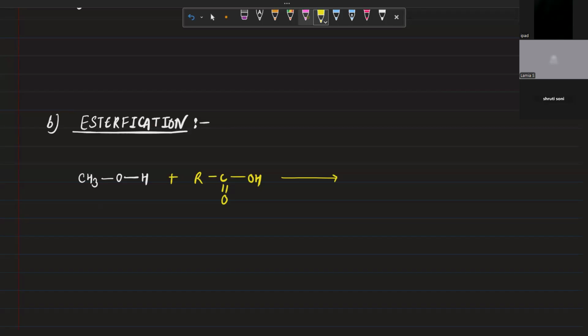An ester is R attached to a C double bond O group. Now, there is a whole mechanism for how we can form esters by esterification. So we will start with that mechanism now.